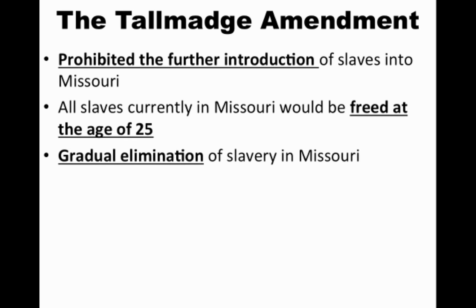Now, what happens next causes additional controversy, because a Northern congressman by the name of Tallmadge introduces an amendment where he basically says, okay, hold up. We're going to prohibit the further introduction of slaves into Missouri. So you can't bring any more slaves into the territory and eventually the state. In fact, all slaves currently in Missouri would be freed at the age of 25. This would be a gradual elimination of slavery in Missouri. Slowly, slavery would die out. And Southerners are going, heck no!